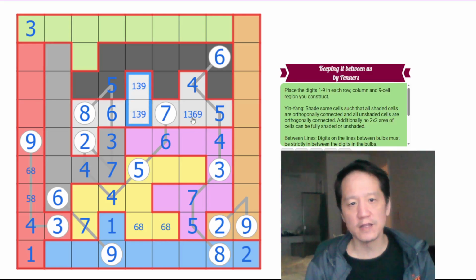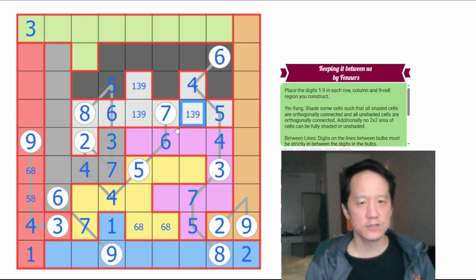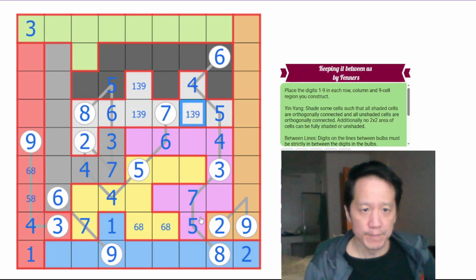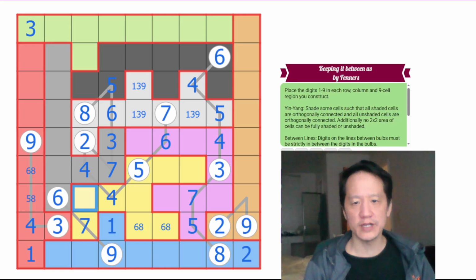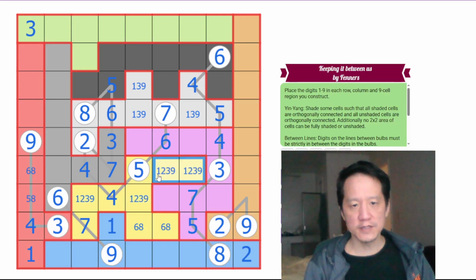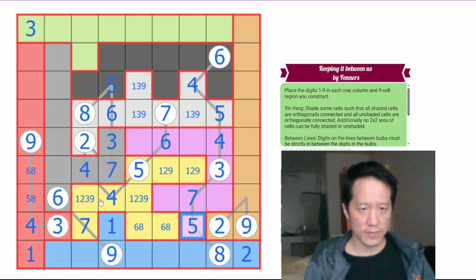Okay. In the light region, this can no longer have a 6. So this is 139, 139, 139. In the yellow region, we cannot have 4, 5, 6, 7, and 8 because of the 6, 8 pair and the 4, 5, 7 in the region. So it's 1, 2, 8, 9. Or sorry, not 1, 2, 8, 9. 1, 2, 3, 9. And these can't be 3 because of those 3. This can't be 2 because of that 2. So the 3 is one of these 2 digits, but we're not sure which.